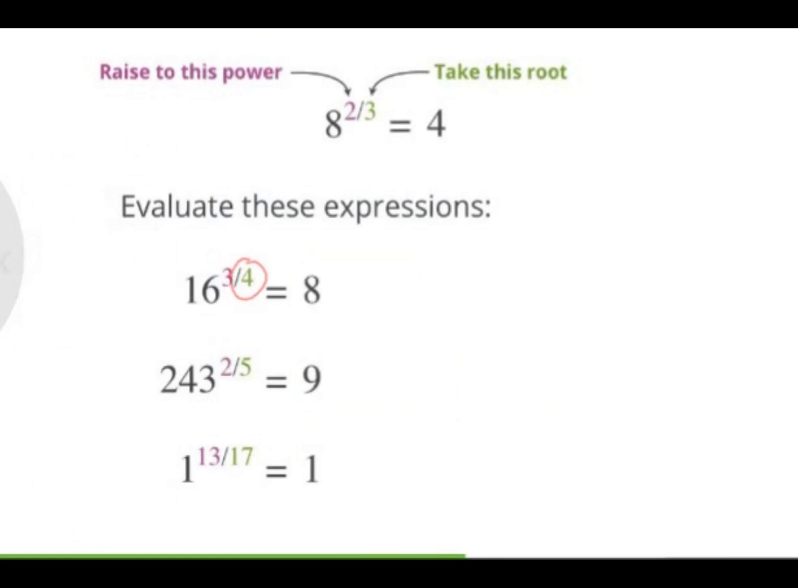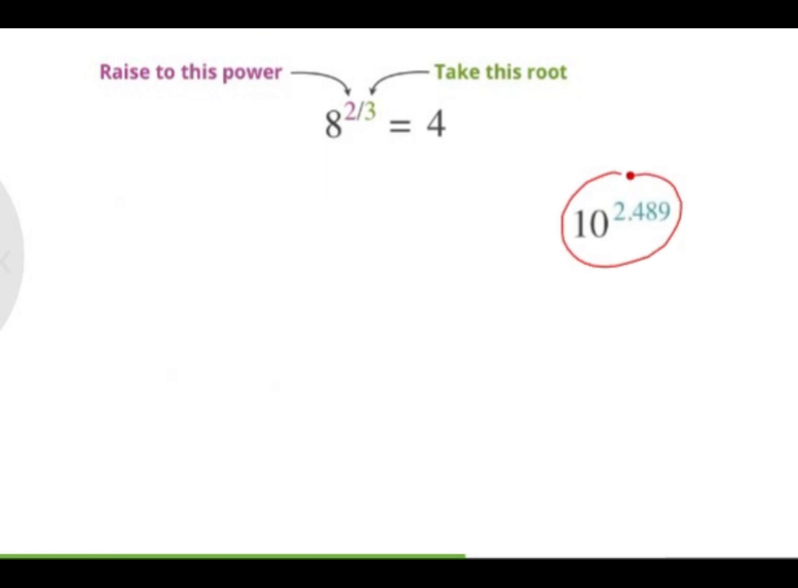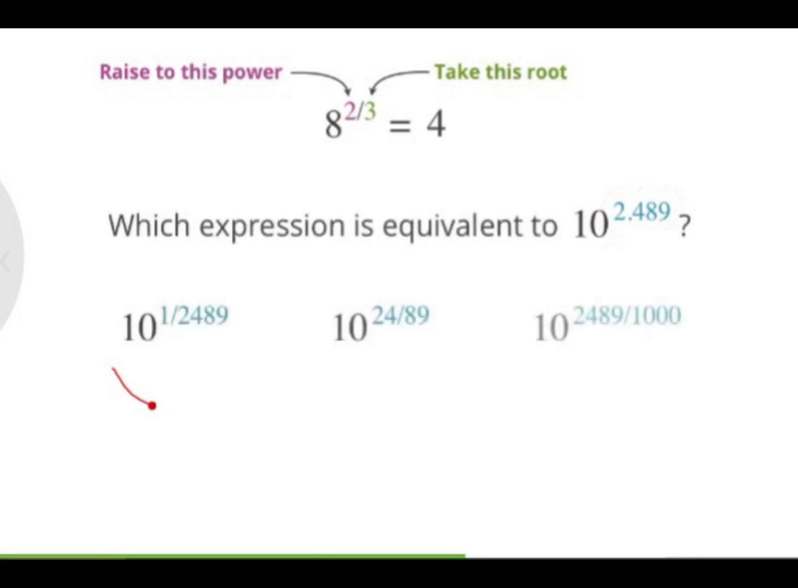Excellent! The fourth root of 16 is 2, and then cubing gives you 8. The fifth root of 243 is 3, and then squaring gives you 9. And if you start with 1, raising to the 13th and then taking the 17th root still gives you 1. Let's quickly look at decimal powers, like 10 to the 2.489. Well, this is actually a fractional power as well. Which of these expressions equals 10 to the 2.489?